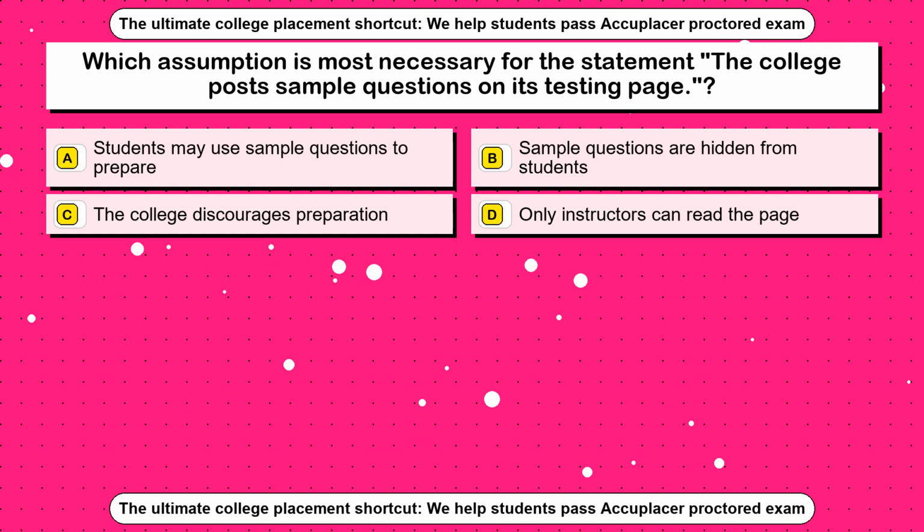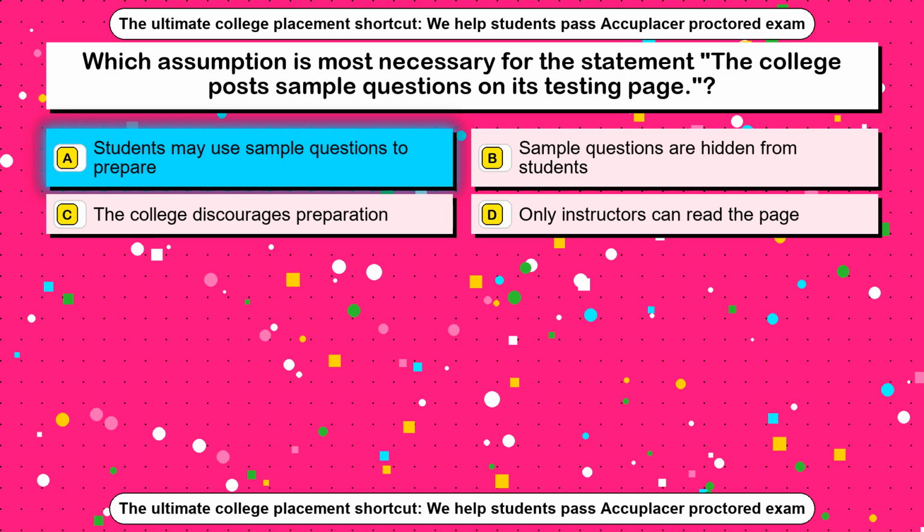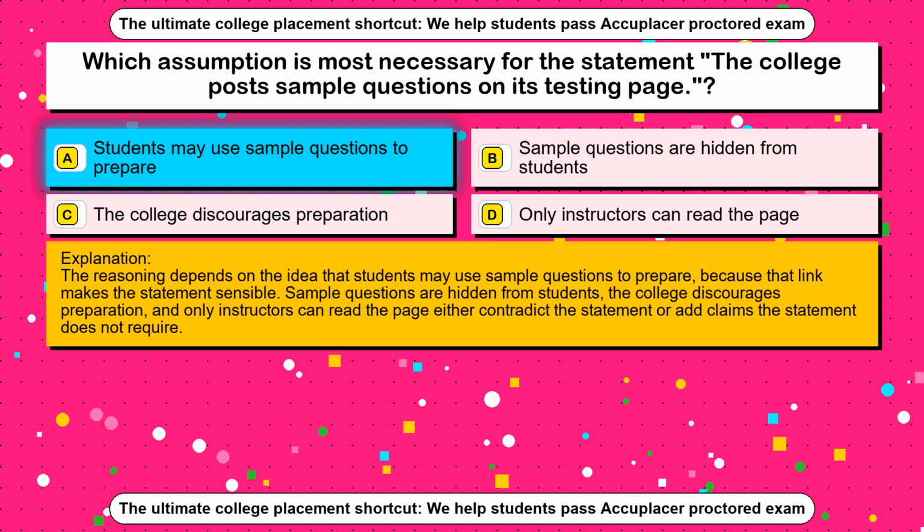Question 84. Which assumption is most necessary for the statement, the college posts sample questions on its testing page? Option A, students may use sample questions to prepare. Option B, sample questions are hidden from students. Option C, the college discourages preparation. Option D, only instructors can read the page. The correct answer is option A. Students may use sample questions to prepare. The reasoning depends on the idea that students may use sample questions to prepare, because that link makes the statement sensible.